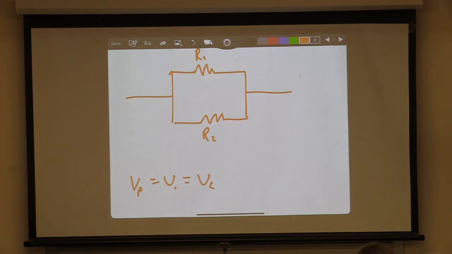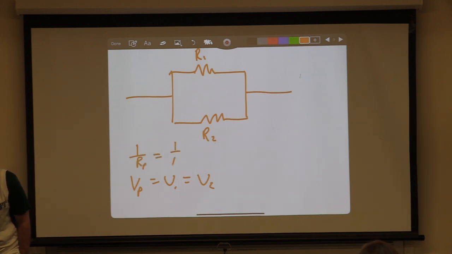What else can you tell me? The overall resistance is going to go down. We're giving more paths for current to go through, so more current is going to get through, which means that the overall resistance is reduced. So 1 over the resistance for the parallel set is going to equal 1 over R1 plus 1 over R2.